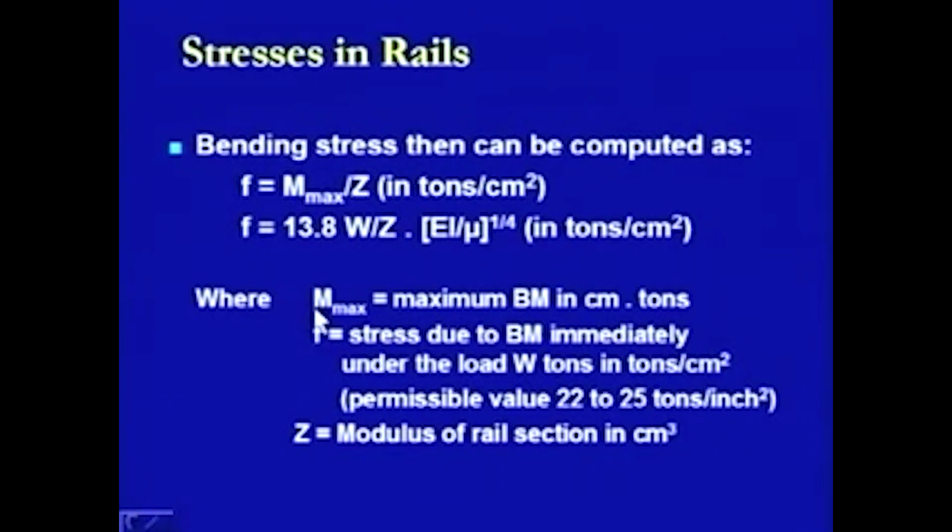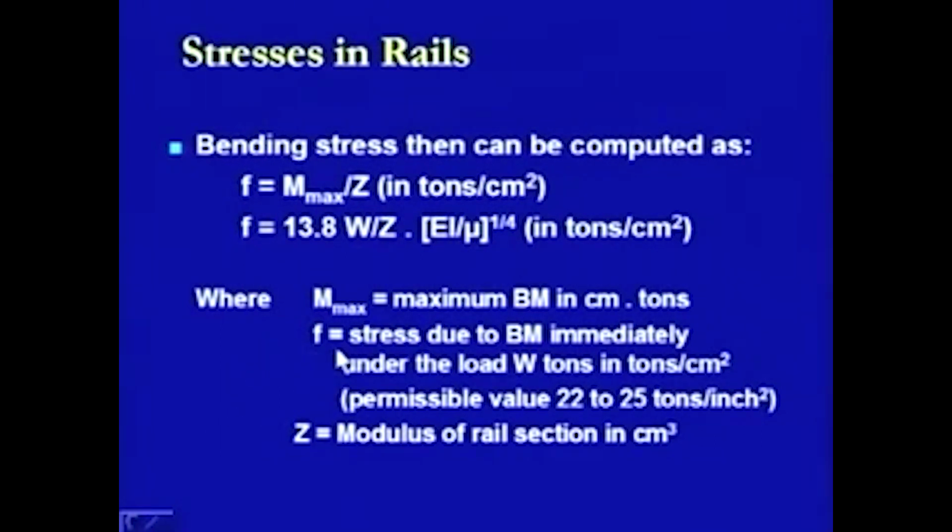Now, in this case, the bending stress can be computed as F equals the maximum value of the bending moment, which we have just seen, divided by the sectional modulus Z. Depending on the units we have taken, it may be in kg per centimeter square or tons per centimeter square, so we have to modify the units accordingly. If we put in the value of M maximum, it transforms into 13.8 multiplied with W, the isolated load, divided by the sectional modulus Z multiplied with the fourth root of E I divided by mu.